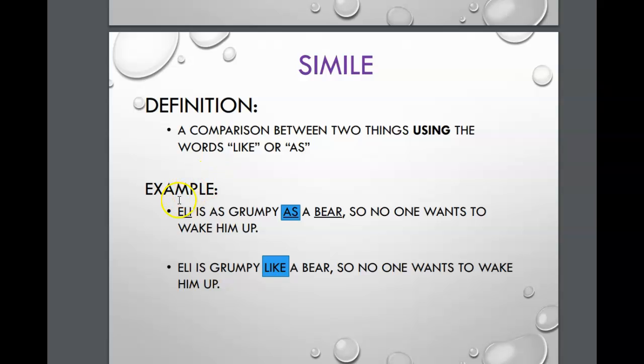So we're going to go back to Eli, whom we are comparing with the bear, because they're both grumpy. In the metaphor, we said Eli is a grumpy bear. Now we're going to change it to a simile. Eli is as grumpy as a bear. Eli is grumpy like a bear. The use of like and as are what make our comparison a simile.